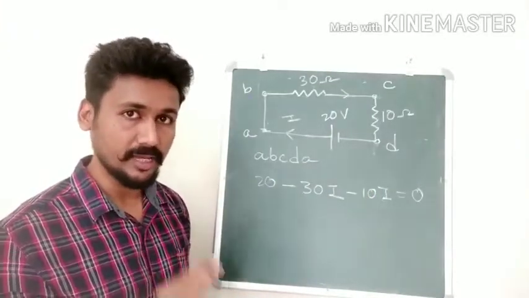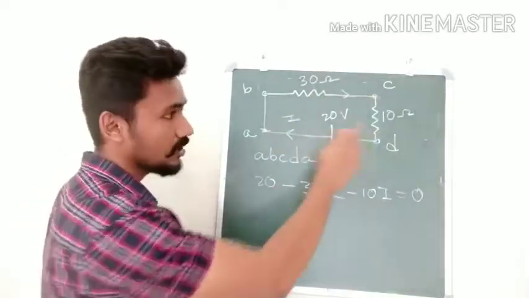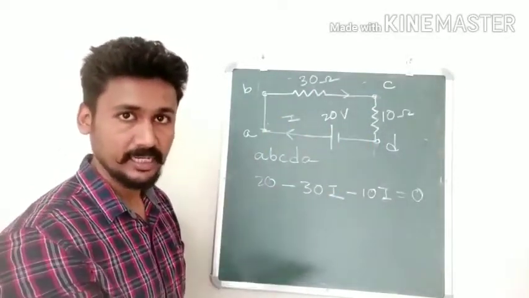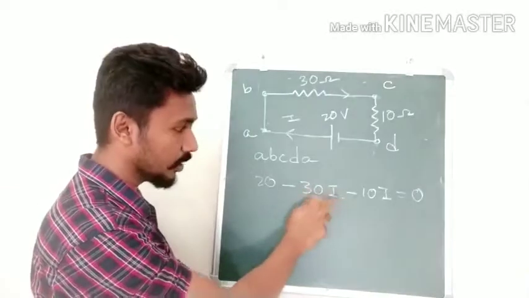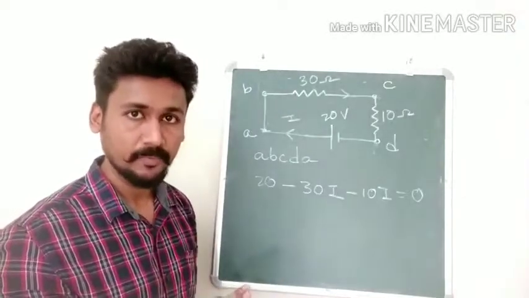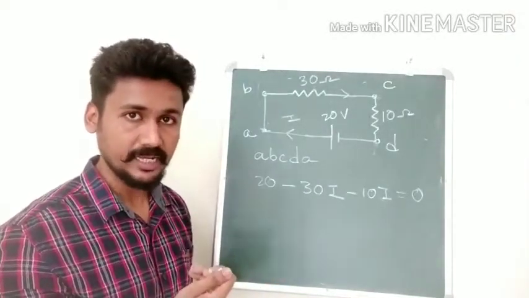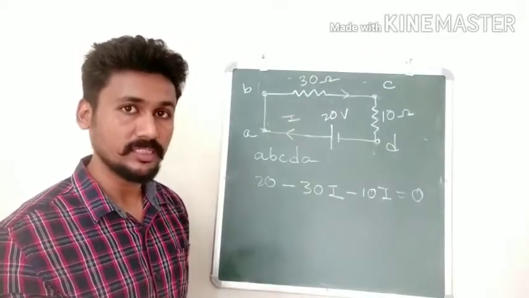So one simple thing you can imagine, if you are going along the current, in the direction of the current, then for that value of potential drop you should take it as negative. If you are going against the current, in that case we will take the value as positive.